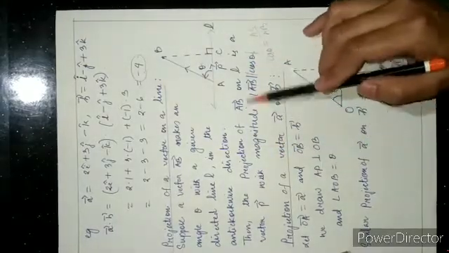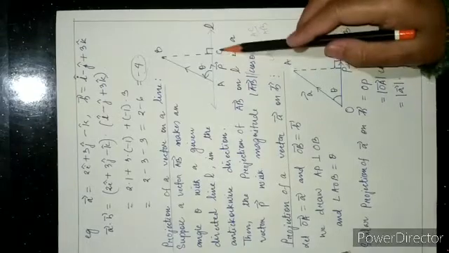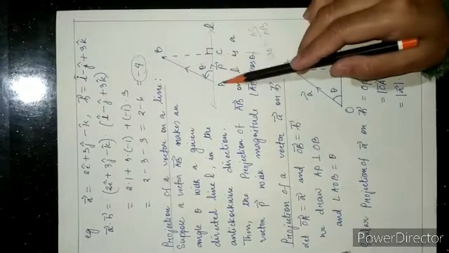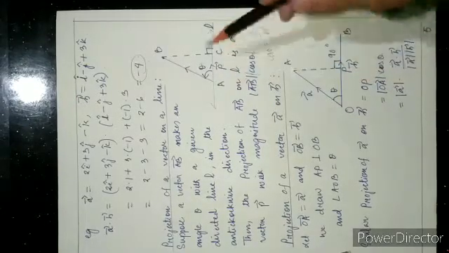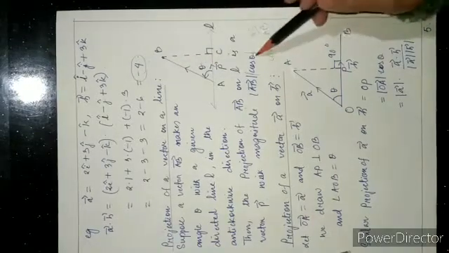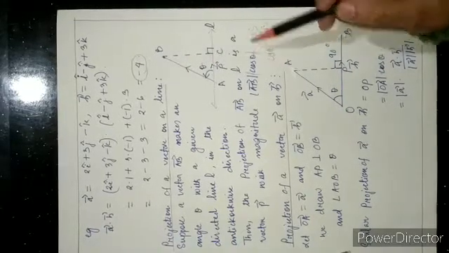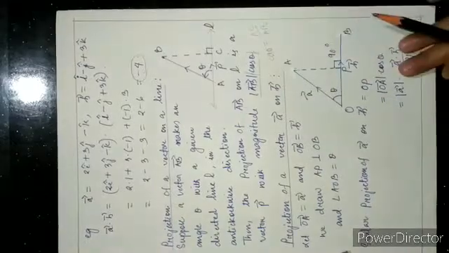The projection of AB vector on the line L is represented by this AC vector, and the length of this AC vector is given by magnitude of AB vector multiplied by magnitude of cos theta. Remember this formula.